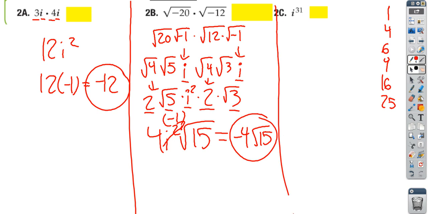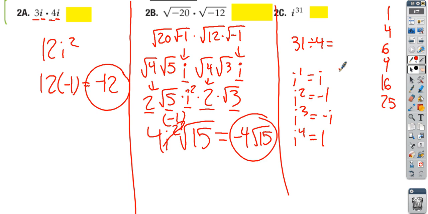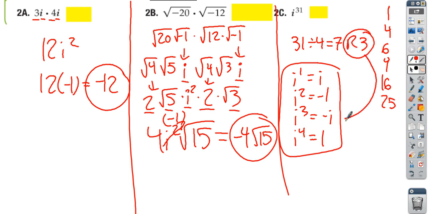Okay, last one for this section, i to the 31. We need to take the number 31 and divide it by 4 because the pattern repeats, if you remember, every 4. Here's the pattern again. i squared is negative 1. i to the third is negative i. i to the fourth is positive 1. So it's going to have to be one of those 4. 4 goes into 31 7 times with a remainder of 3. And because it has a remainder of 3, that is going to equal the same thing as i to the 3, which means it's going to be negative i.